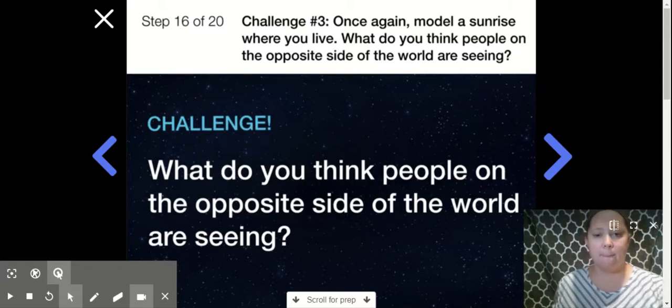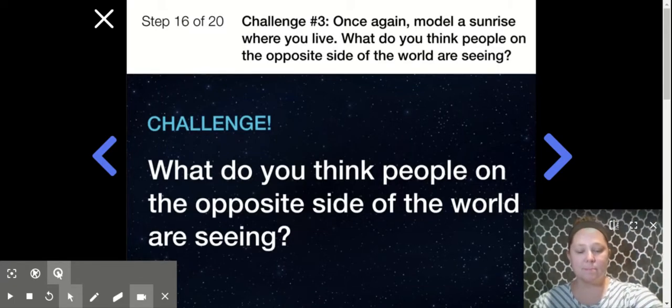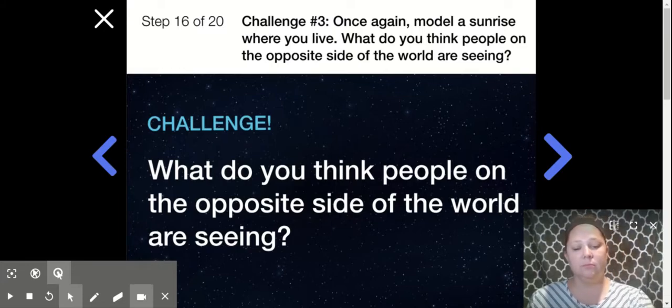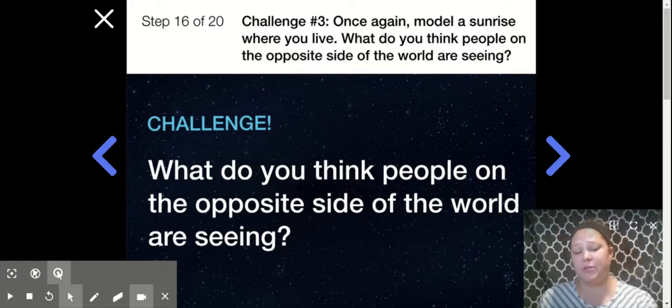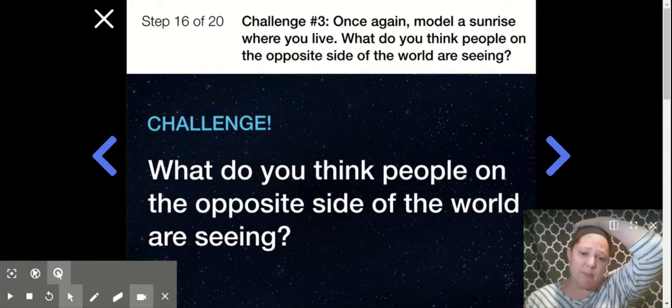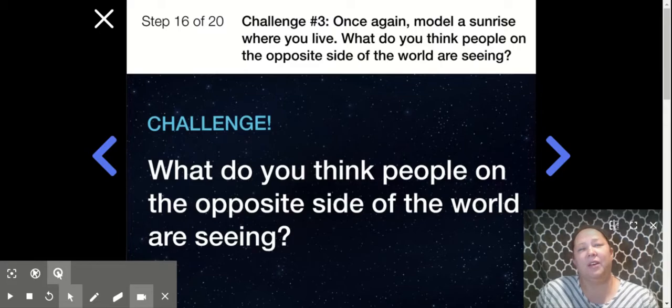Okay, for your third challenge, once again, model a sunrise where you live. But this time, think about this. What do you think people on the opposite side of the world are seeing? Discuss this with your partner. Okay, and if I were here in your classroom discussing with you, I would expect students to think about this and decide, okay, if it's light in daytime where I am now, if that imaginary pole is going through the earth, what are they experiencing?